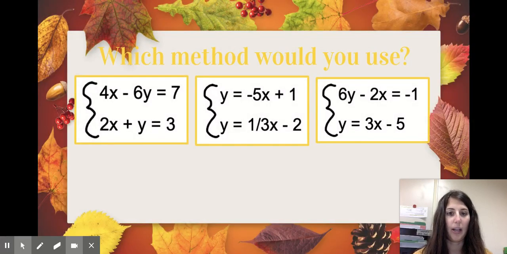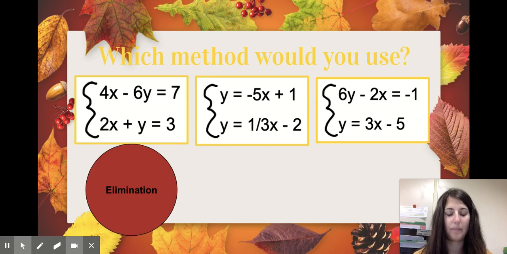So let's look at these 3. Which method would you use? For the first one, I see the x's lined up, the y's lined up, and the constants lined up. So we're going to use elimination.